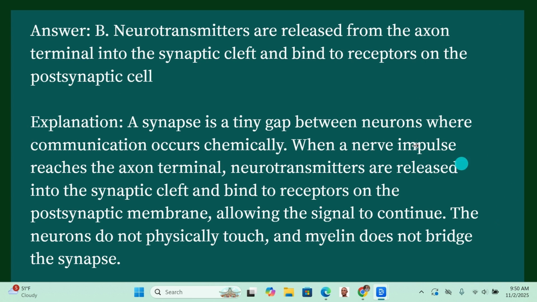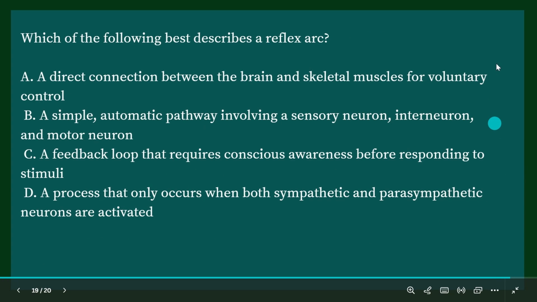And let's see the explanation. A synapse is a tiny gap between the neurons where communication occurs chemically. When a nerve impulse reaches the axon terminal, neurotransmitters are released into the synaptic cleft and bind to receptors on the postsynaptic membrane, allowing the signal to continue. The neurons do not physically touch, and myelin does not bridge the synapse.